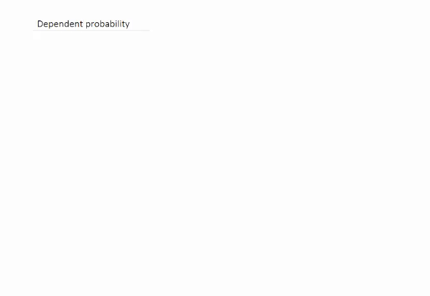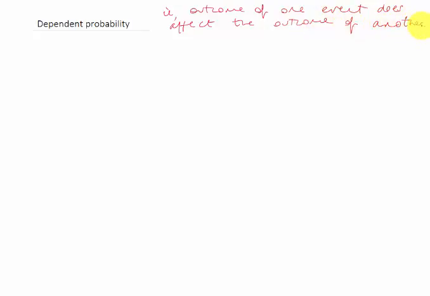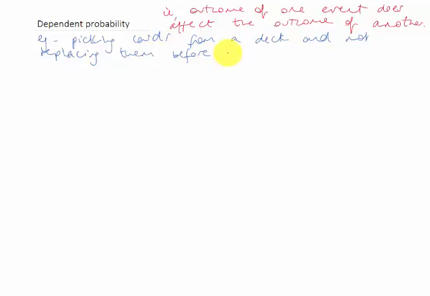Now let's think about dependent events. So that means the outcome of one event does affect the outcome of another. A good example of this is picking cards from a deck and not replacing them before picking the next.